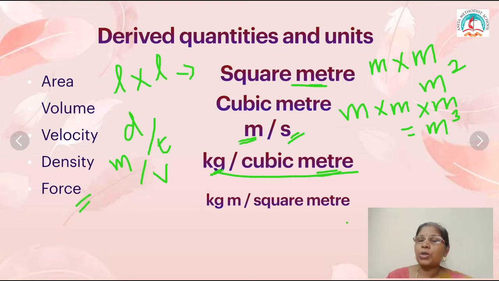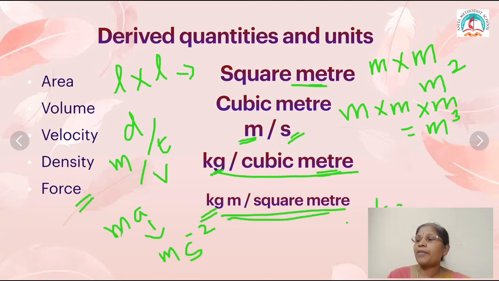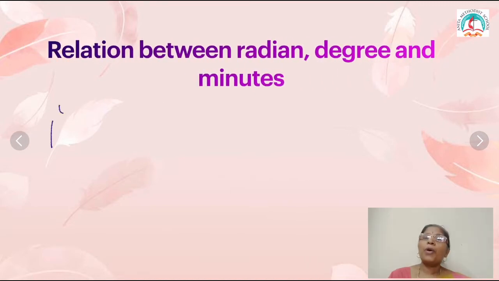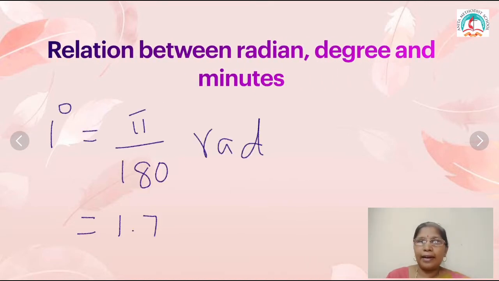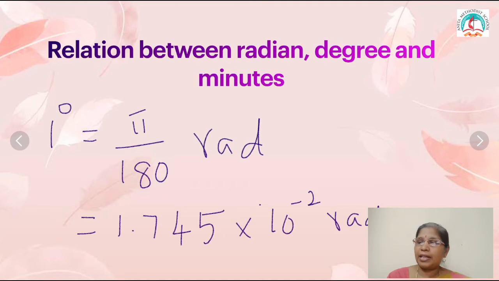The next one is force. What is force? Force means mass into acceleration. The unit of mass is kg. The unit of acceleration is m s power minus 2, or meter per second square. So kg m s power minus 2. This is the unit of force, or you know, the unit of force is Newton. Both are the same only.